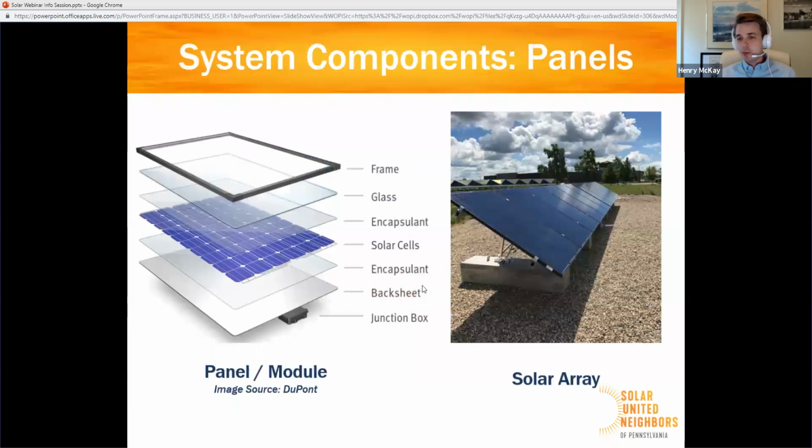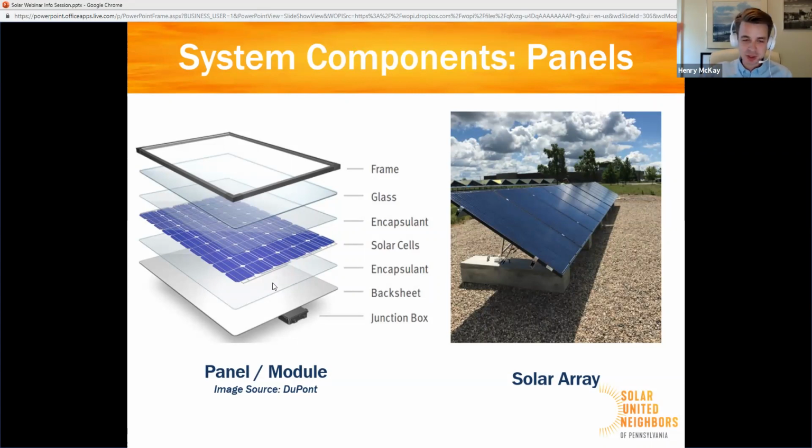The most important component, of course, is the panels themselves. And you can see on the left here kind of a solar panel broken down. The blue rectangle in the center, those are the actual silicon cells. We're talking about silicon technology. It's still the dominant technology for solar panels.